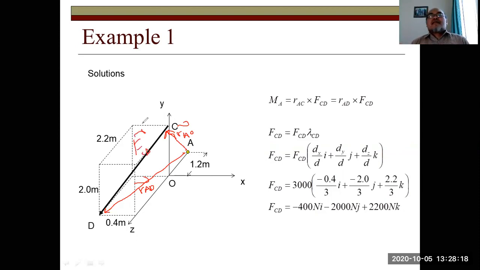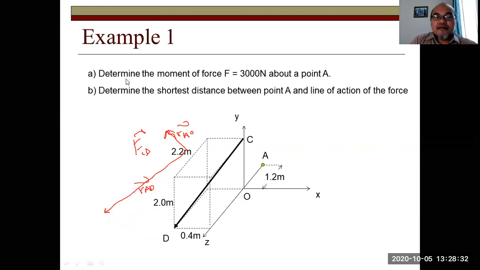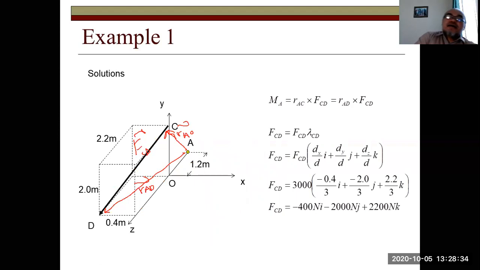So we first express F_CD in terms of its unit vector lambda CD. The magnitude is known, which is 3000 Newton. Then we calculate the unit vector lambda CD using the coordinate method: dx divided by d multiplied by i, plus dy divided by d multiplied by j, plus dz divided by d multiplied by k.